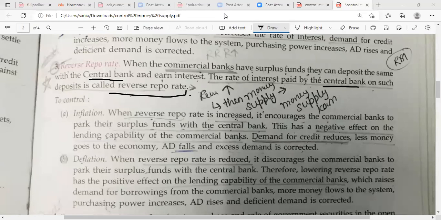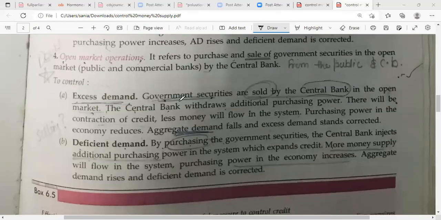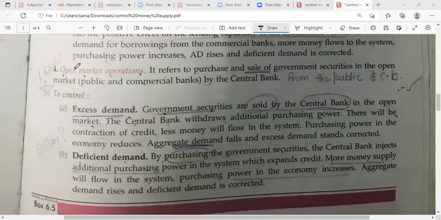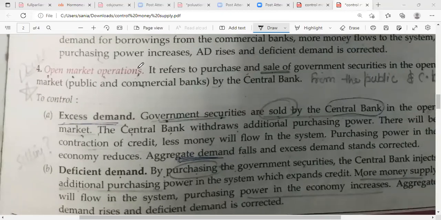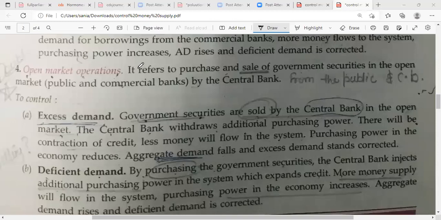Okay. So let's just start. Yes, ma'am. Next one is open market operation. So in the market, you will either sell something or buy something, right? So open market operation refers to the purchase and sale of government securities in the open market. And who is going to sell or purchase? The central bank. So open market operation refers to the purchase and sale of government securities in the open market by the central bank. Clear? Yes, ma'am. Okay, you can write it down.